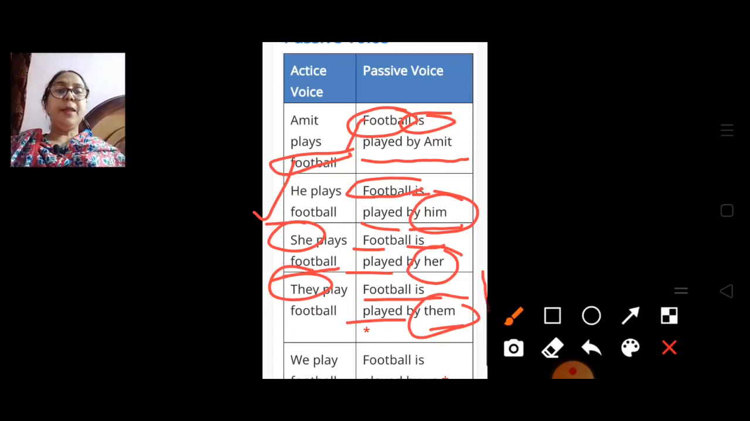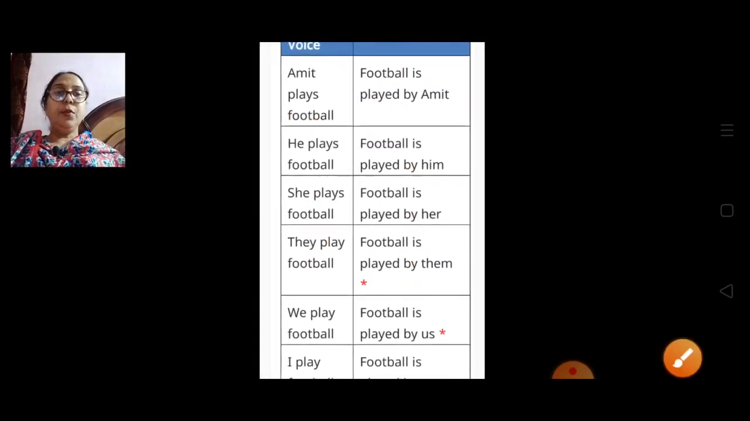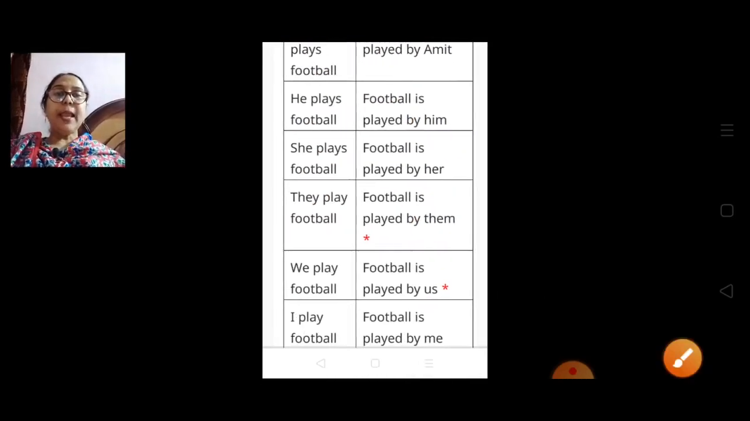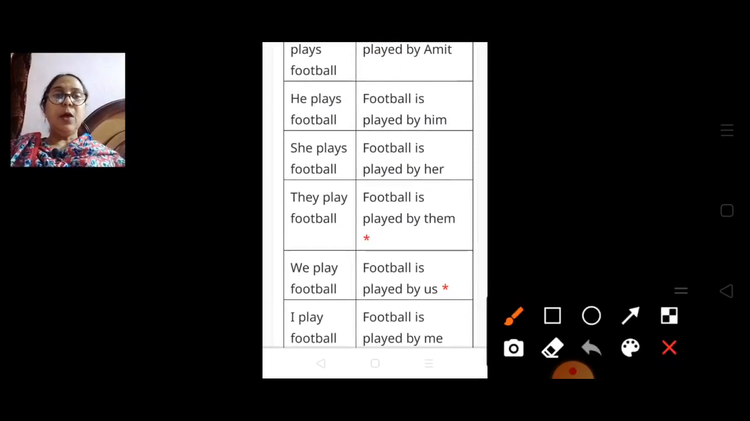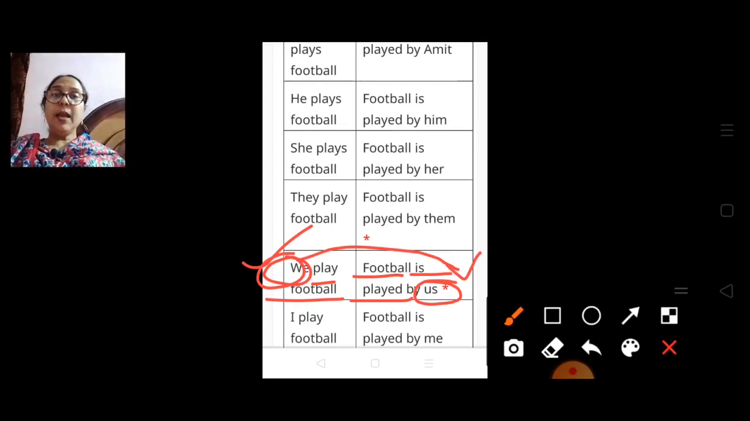Now we can see, we play football. This is simple present tense. In passive voice, football is played by us. We is there, so now you can see us will be used. I play football, so football is played by me. I becomes me.